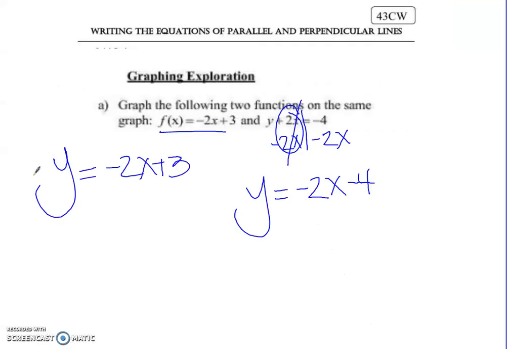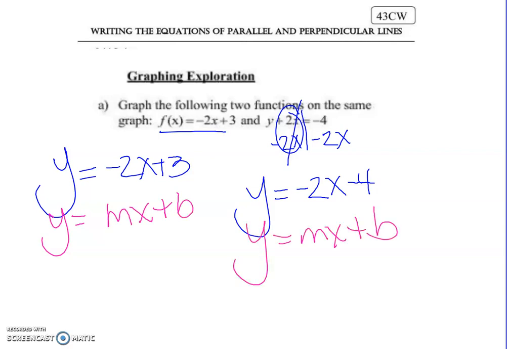So let's go back and take a look at this equation. Do you notice anything if these are both y equals mx plus b? Do you notice anything that is the same about them? And sure enough, if you look at the coefficient on the x, the slope term is the same. And these are called parallel lines, and parallel lines have the same slope.